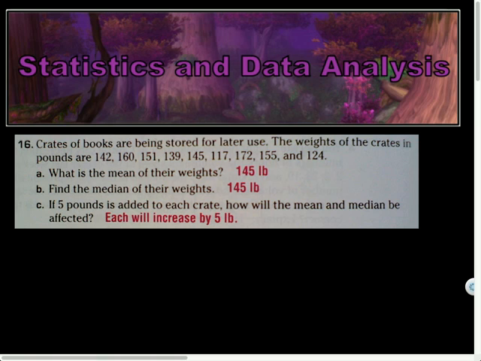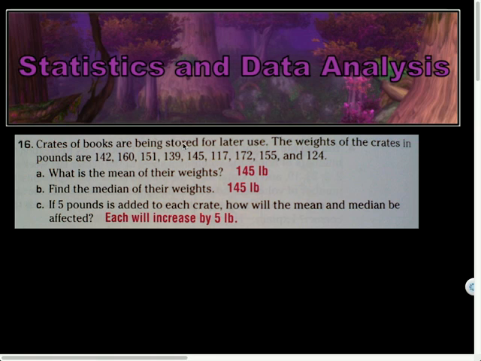Where does the center of a list of data exist, right? And we had a couple different ways of talking about that, and they were all types of averages. And this homework is from page 904, and we're taking a look at problem 16 for starters.